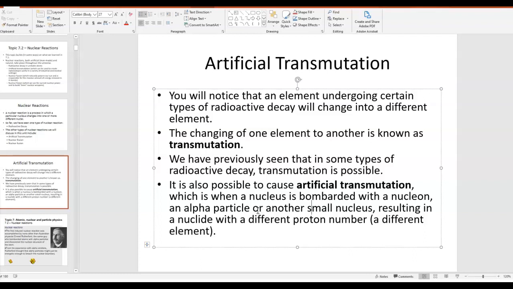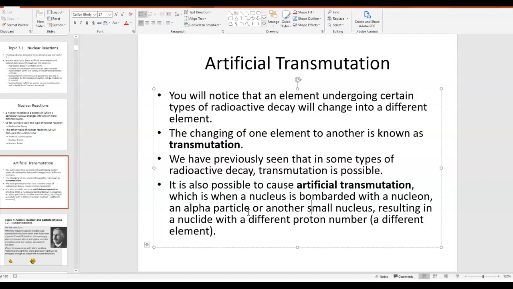So typically with artificial transmutation, you take a sample of some type of atom and you shoot protons or neutrons or alpha particles or some other type of particles at those atoms, and through some type of nuclear process you end up with a different product.